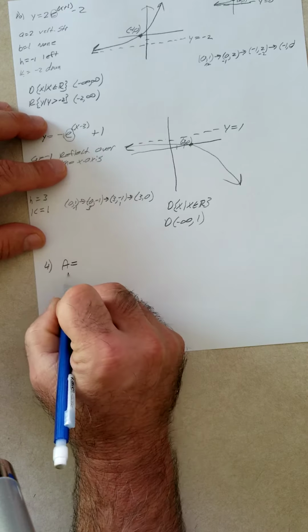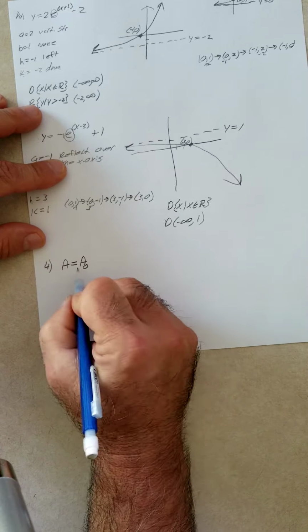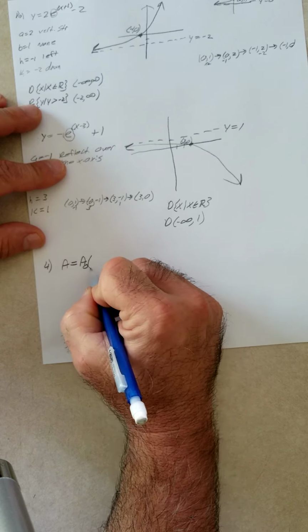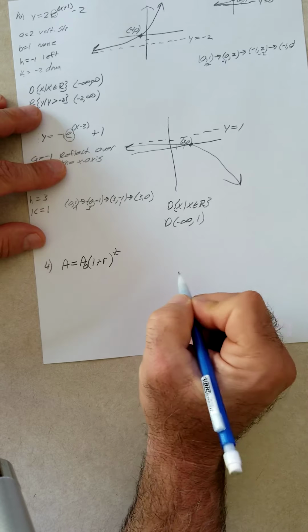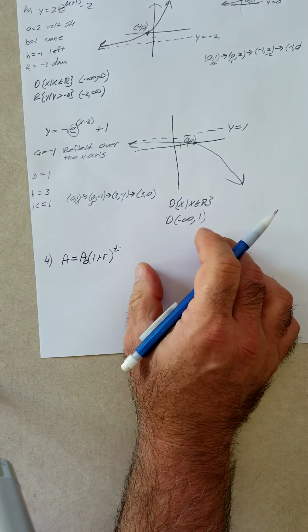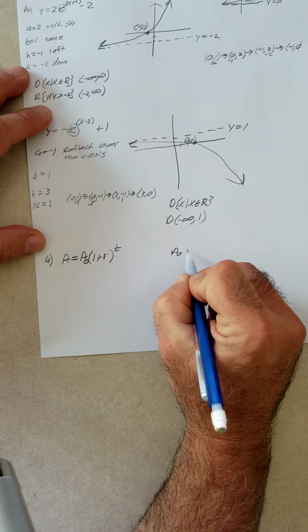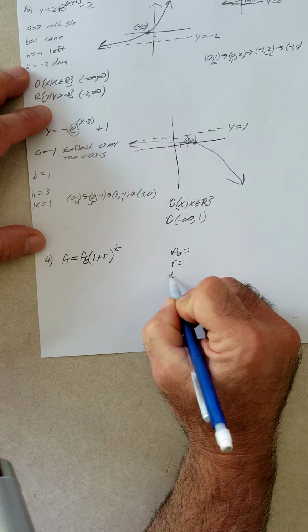The formula is going to be A, our ending amount, is equal to A sub 0, or P, which is principal amount, but the starting amount, times 1 plus R raised to the T. There's no R over N or N times T here because bacteria you can't compound. So we're going to have to know what A sub 0 is, what R is, and what T is.